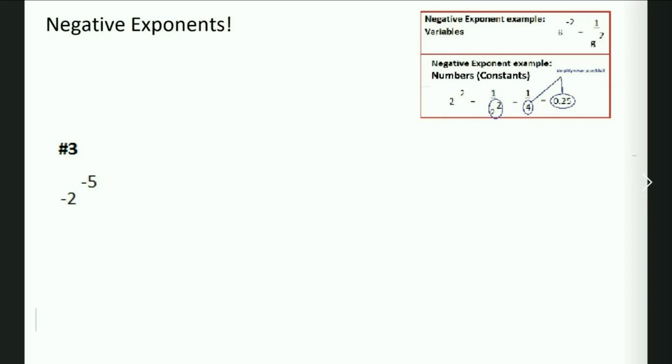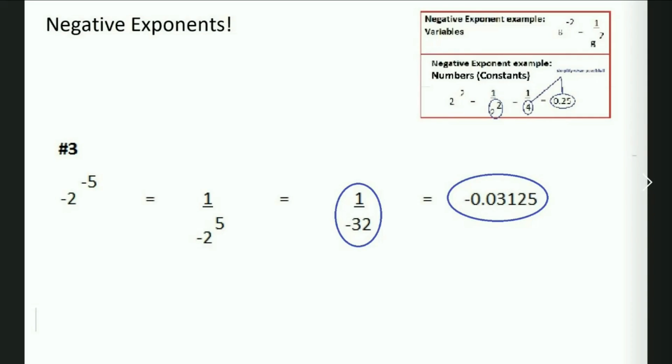Number 3. This is negative 2 to the negative 5th power. If we simplify that, it becomes 1 over negative 2 to the 5th power. When you raise this base to a power, make sure you keep it as a negative number. If you raise a negative number to an even power, you come out with a positive answer. But like we have here, if you take negative 2 and raise it to an odd power like 5 or 7, you come out with a negative answer. So our answer is going to be either negative 1 over 32 or negative 0.03125. Just keep that in mind. Watch your signs.